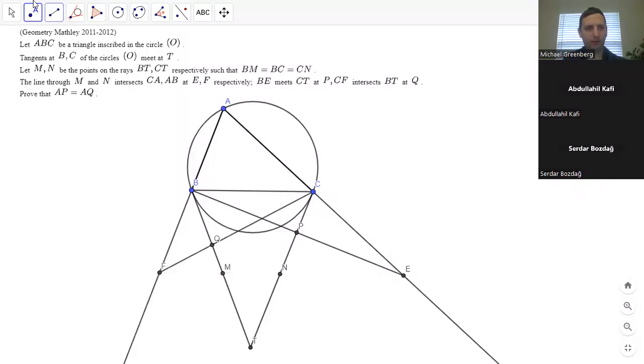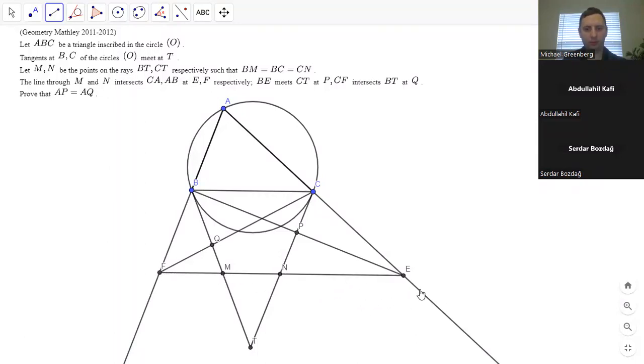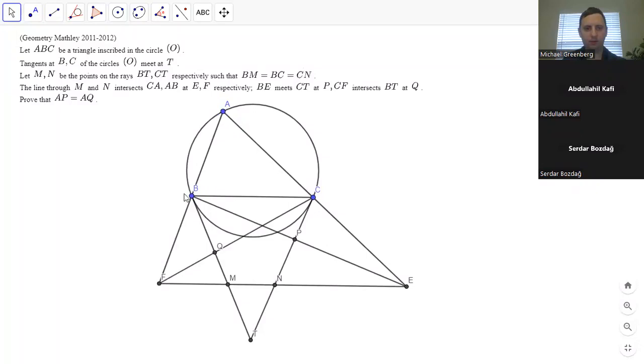All right, so I think we have everything. Just hide a few things and we will be ready to go. Hide that, hide that. Get this and this. All right. So yeah, M and N are not the midpoints like you mentioned. So somehow we have to use BM equals BC and CN equals BC. That's an important part of this configuration.